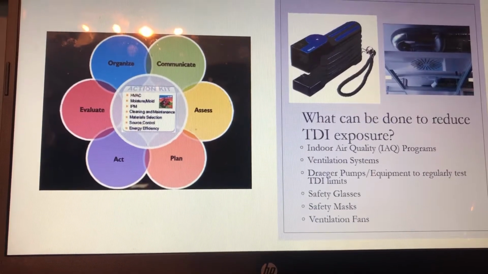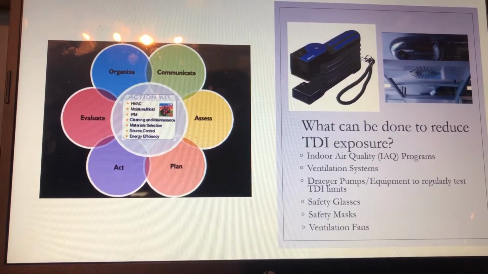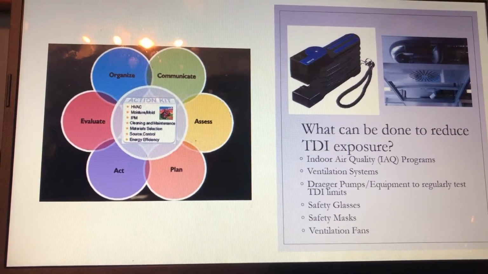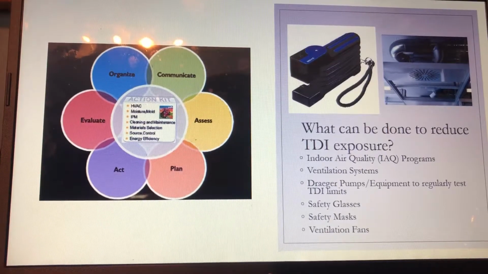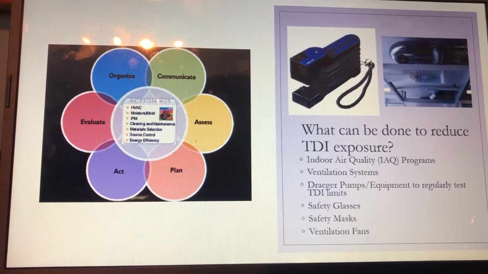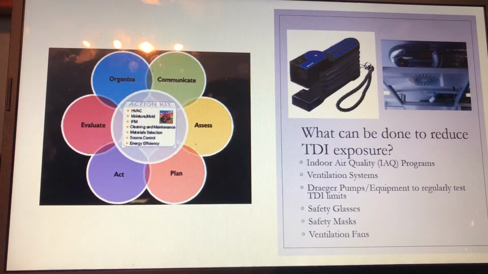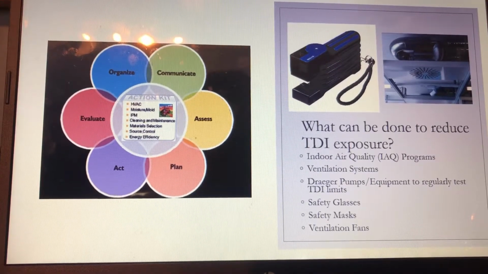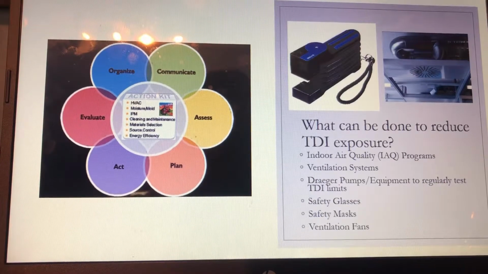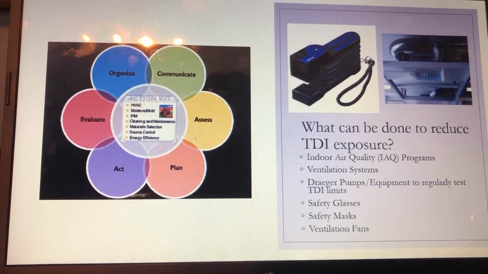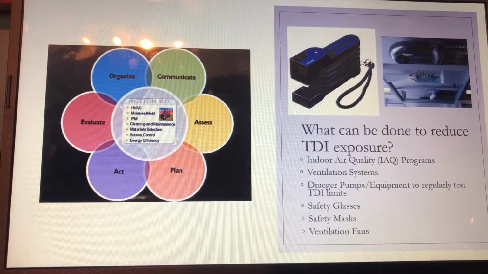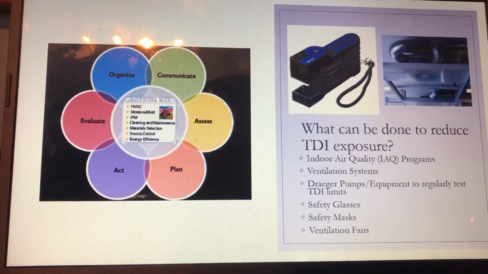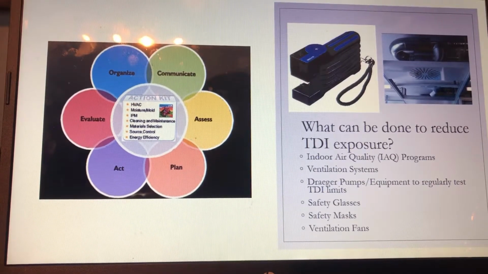So now, knowing the TDI exposure, what can you do? There is always something to be done and always something to get better at. First and foremost, indoor air quality programs must be implemented. To the left here, you can see a program. You can organize, communicate, assess, plan, act, evaluate. It's important to follow all these procedures. All these procedures lead to safety, and safety is the number one priority in the workplace, not only for the company, but for the workers.